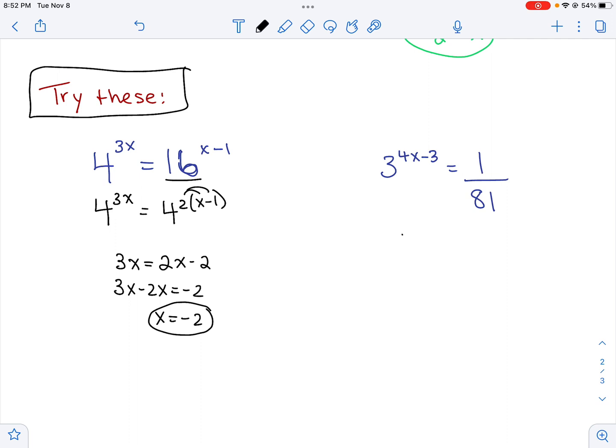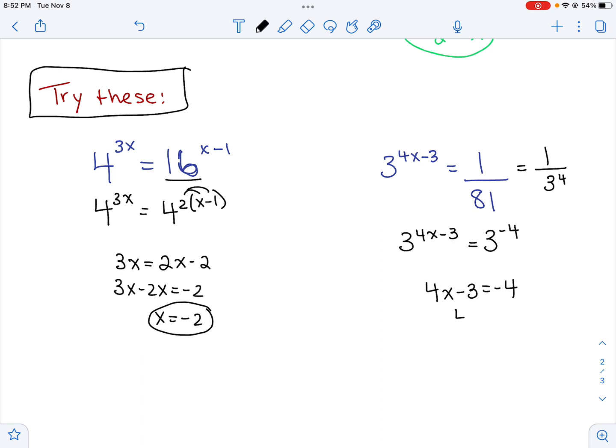And then the other one, I can see that it's 1 over 81, which I know would be the same thing as writing 1 over 3 to the power of 4. So I'm going to write that as 3 to the power of negative 4 to make it not a fraction. And then I'm going to set my exponents equal to each other. So 4x minus 3 equals negative 4.